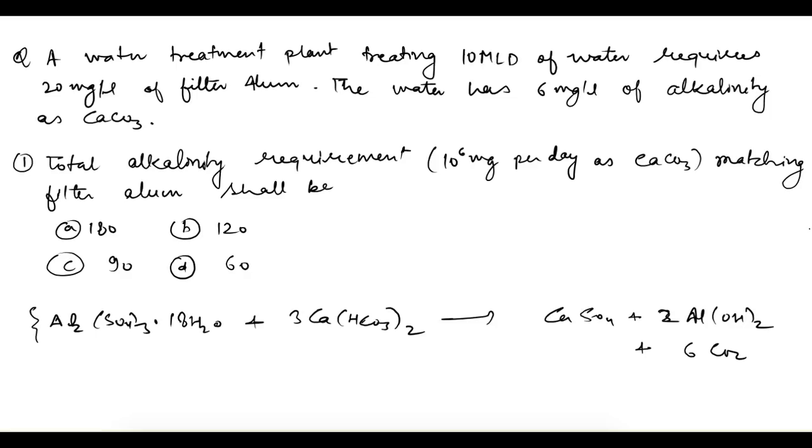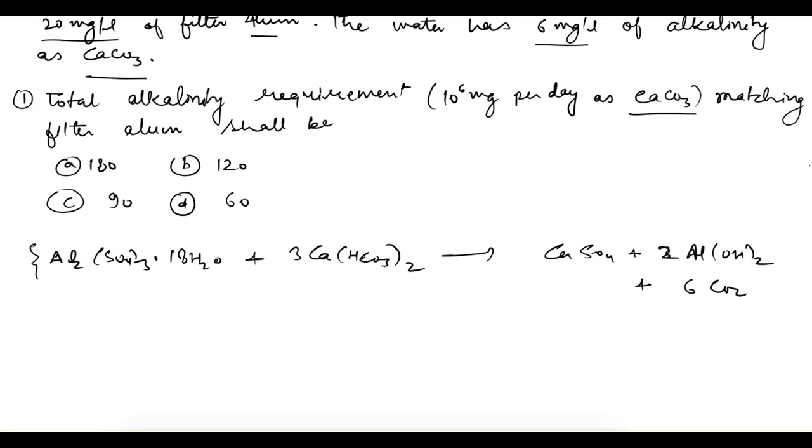Let's see a question which came in GATE related to water treatment with alum. A water treatment plant treats 10 MLD of water and requires 20 mg per liter of filter alum, and the water has 6 mg per liter of alkalinity as CaCO3. So this alkalinity is given in terms of CaCO3. We have to find the total alkalinity requirement, in terms of CaCO3 equivalent, which will match the quantity of this filter alum.